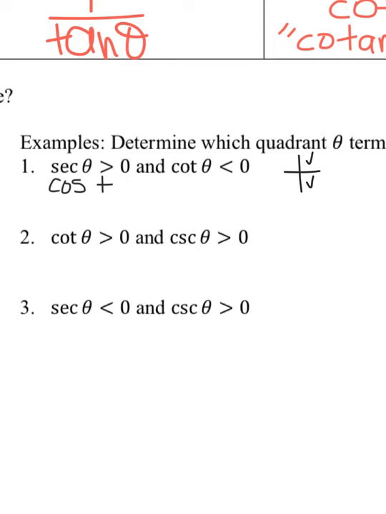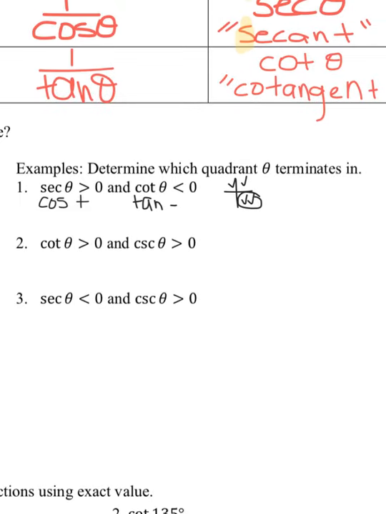Okay, perfect. Cotangent of theta is less than 0. The reciprocal of cotangent is tangent, and less than 0 is negative. Okay, so cotangent of theta is less than 0 is the same thing as saying tangent is negative. Tangent is negative in quadrants 2 and 4. So because quadrant 4 has both criteria, your answer is quadrant 4 for number 1.